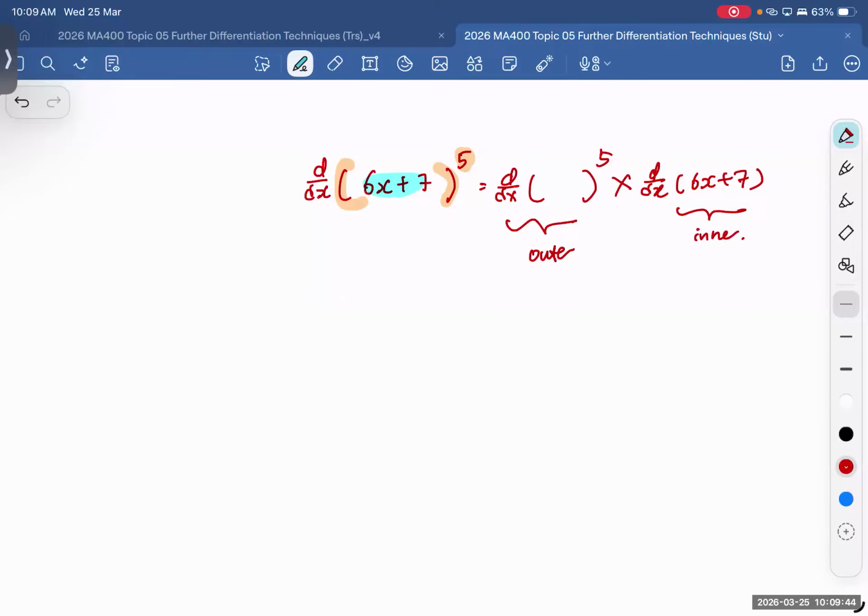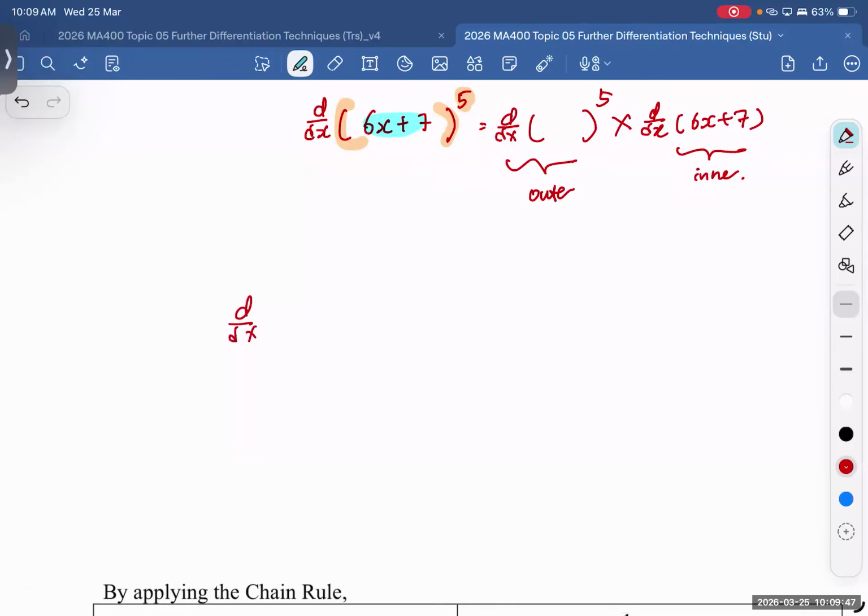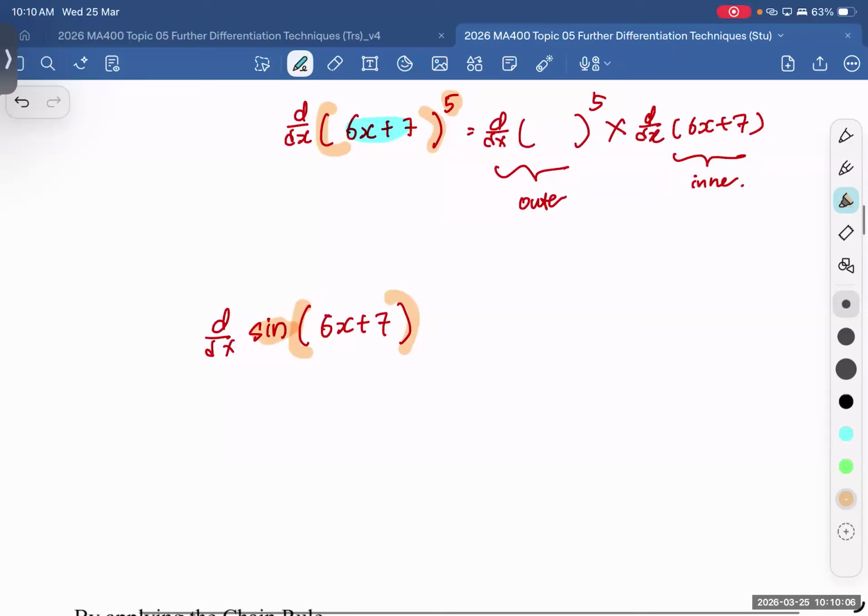Now, same idea. What do I get when I differentiate sine x? Cosine x. Now differentiate sine of 6x plus 7. So who is the outer now? This is the outer, like the enclosure outside. Who is the inner? 6x plus 7. I'm just sharing with you how I do it. Maybe you have many ways, ChatGPT might tell you another way.